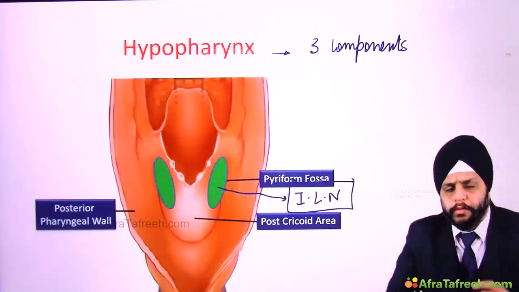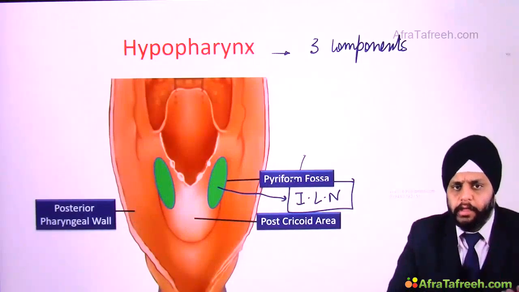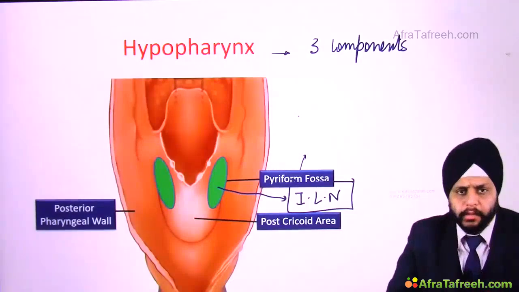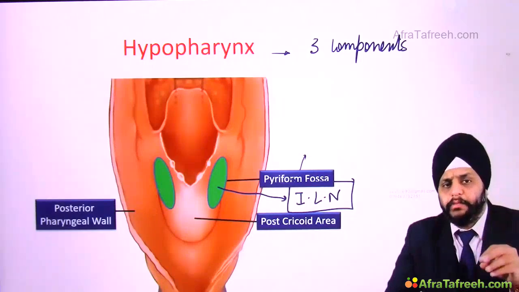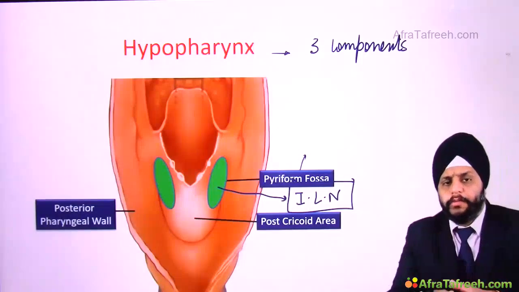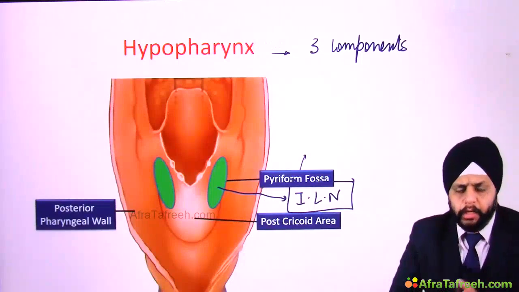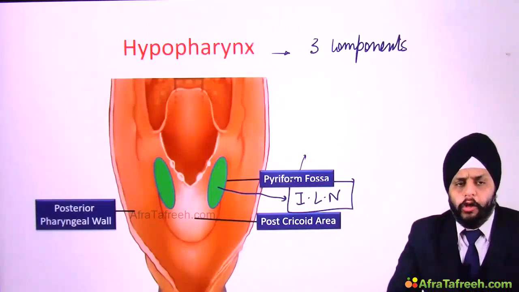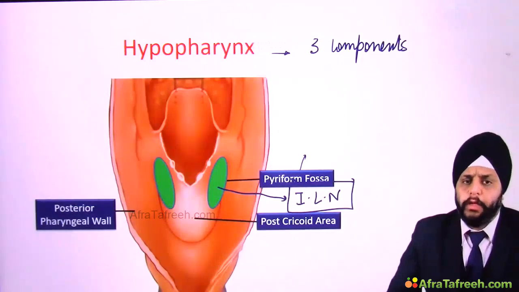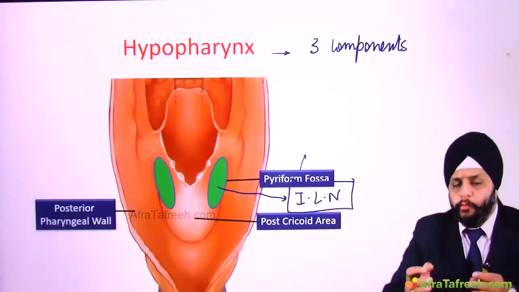Remember, the pyriform fossa is a space and it is notorious among smugglers. They sometimes try to hide diamonds in this pyriform fossa. This is also the place where food or saliva may get stuck if there is obstruction in the post-cricoid area or in the esophagus, right? So these are the three components of the hypopharynx: posterior pharyngeal wall, post-cricoid area and pyriform fossa.